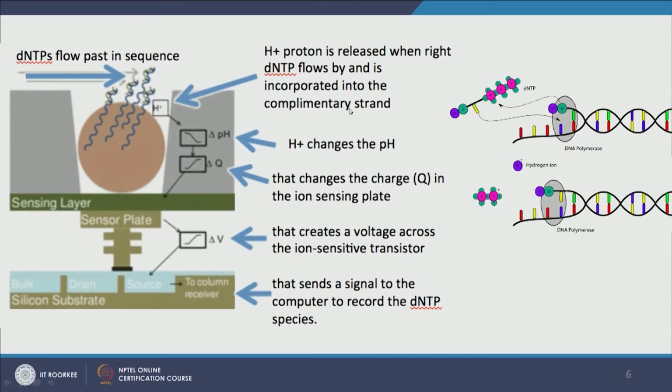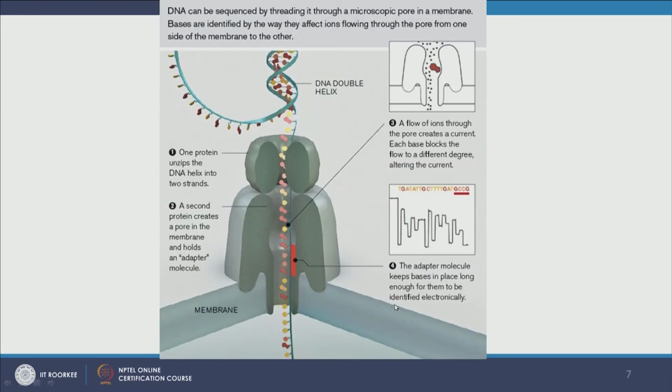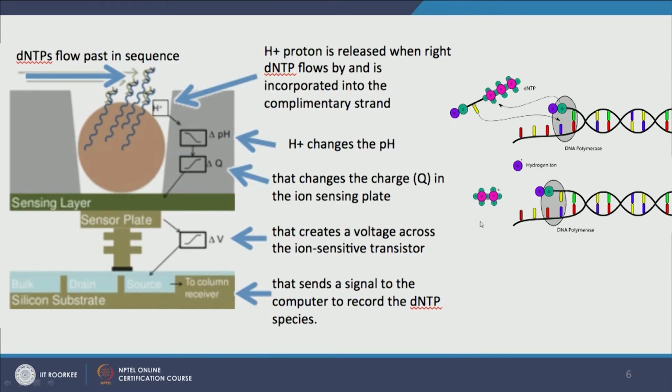Let's read through this because it's really well written. So a proton is released when the right dNTP flows by and is incorporated into the complementary strand. This proton release changes the pH, because remember pH is minus log concentration of H, which changes the charge in the ion sensing plate. So in Ion Torrent we have this ion sensing plate and it changes the charge, which creates a voltage across the ion sensitive transistor that sends a signal to the computer to record the dNTP species. Again, this is very high throughput. This is third generation sequencing.